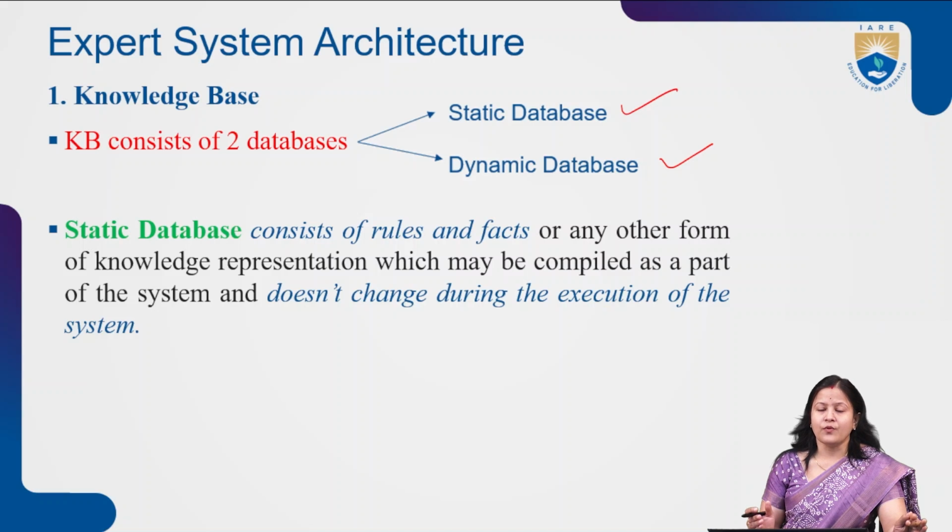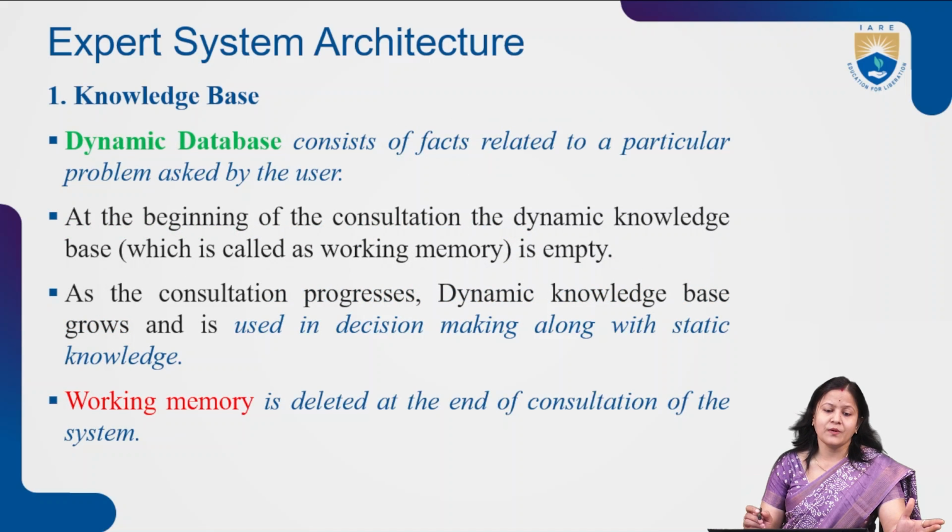Even if your answers change or anything else changes, the rules or facts are never going to change. They are fixed for that particular expert system. So the static database consists of knowledge in the form of rules and facts that are never going to be changed even if your result is altered. That is your static database. Compared to the static database, the dynamic database consists of facts related to a particular problem asked by the user.